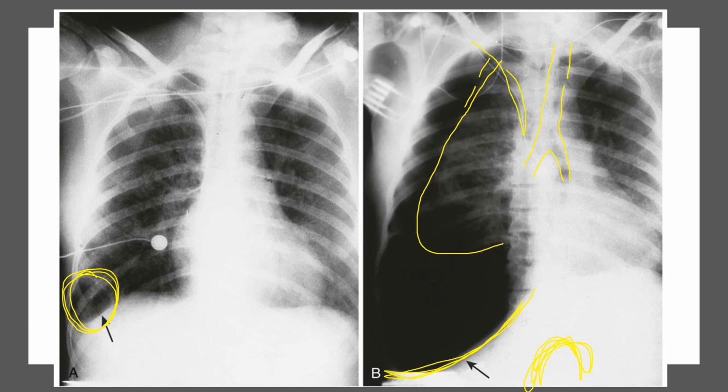I'll try to highlight it here. Should have used a different color. They have a central line, and they're also on positive pressure, it looks like here. So there's a lot going on with this individual. If they're on a ventilator and they have a pneumothorax that's not treated, in other words, we don't have a chest tube or something like that in place to relieve that pneumothorax, it can develop into an exponential pneumothorax.